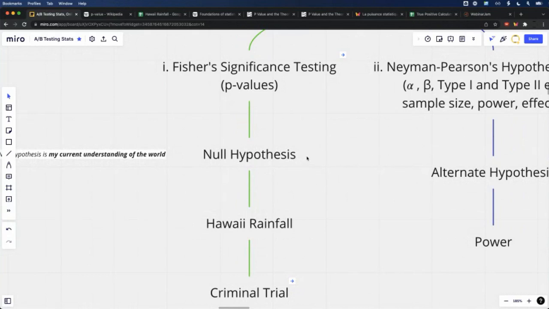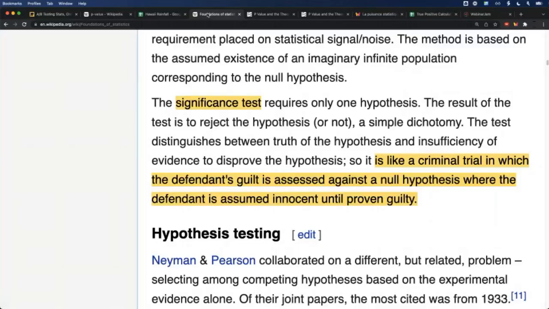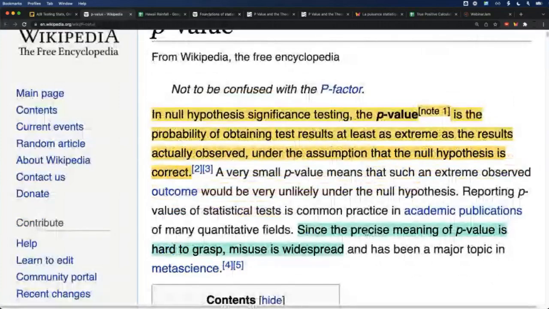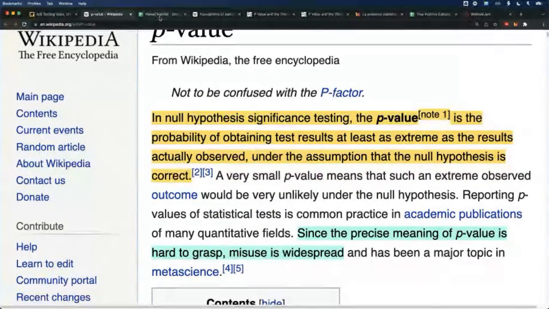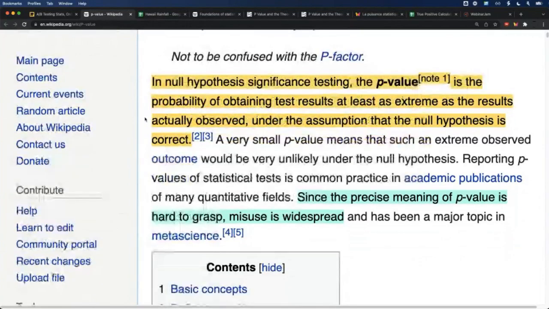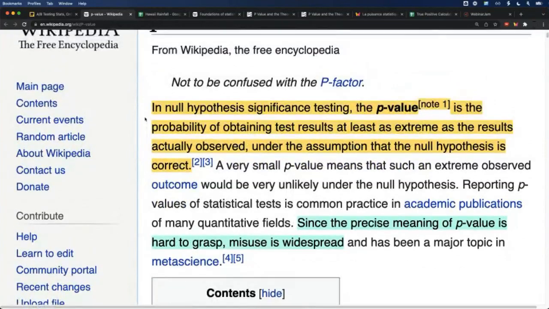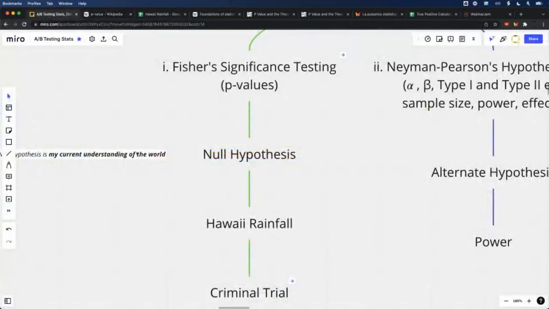All right, so it is a convoluted explanation, and Wikipedia does say that the precise meaning of p-value is hard to grasp, and that is why the misuse is widespread. So keep this in mind. P-value is obviously a hard concept to explain, but most of the time you can give examples of some extreme conditions happening. It was only meant to reject the null hypothesis. There is no alternate hypothesis to accept.